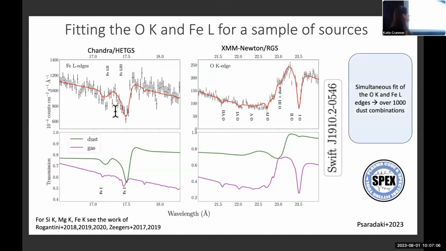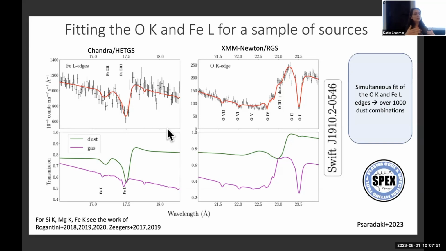So this is an example spectrum. This is Chandra HETG in the iron L edge, and this is XMM-Newton RGS in the oxygen K edge. So what is the recipe? We want to fit those edges simultaneously. The more you fit simultaneously, the better, because you can constrain a better continuum, and you can also have the abundances free, so you can get a better understanding of how these elements are locked into dust. So we put first the gas phase models. We use the SPEX X-ray fitting package, with a model that takes into account the ionization balance. And then on top, we put the dust.